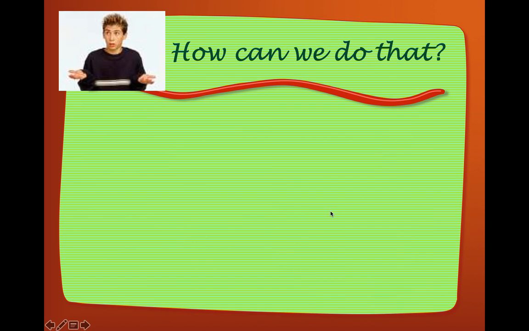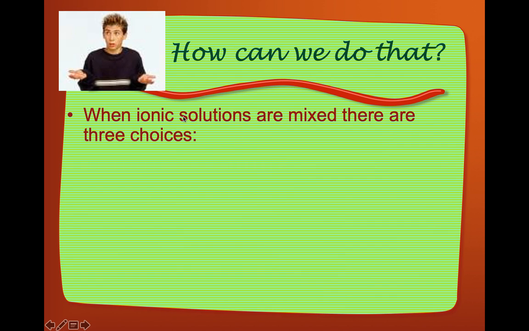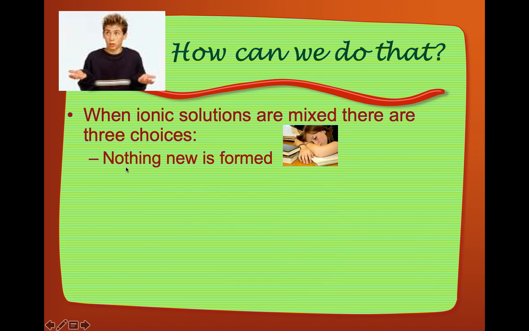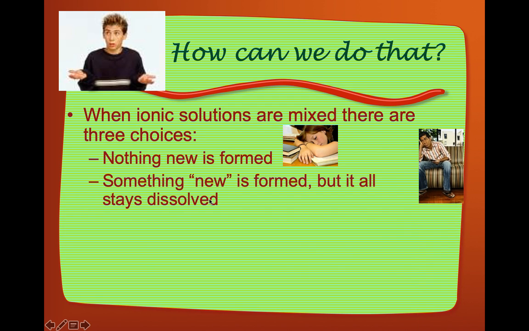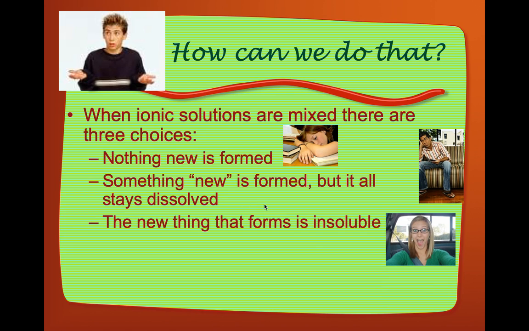All right, so let's talk a little bit more about how we show a precipitate. What we're going to do is mix some ionic solutions. And when you mix an ionic solution, there's really 3 things that can happen. One of them is that nothing new is formed. The 2 things you started with are still there. Well, that's kind of boring. Well, you could also form something new, but everything stays dissolved. So those ions are floating around in the water, but they just are floating around as water ions. That's kind of boring too. The third option is you form a new identity, and that new identity is insoluble.